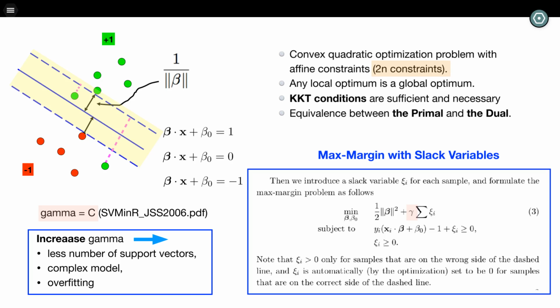So let's look at the behavior of gamma. If we increase gamma, that means we want SVM to pay a lot of price for having data on the wrong side.